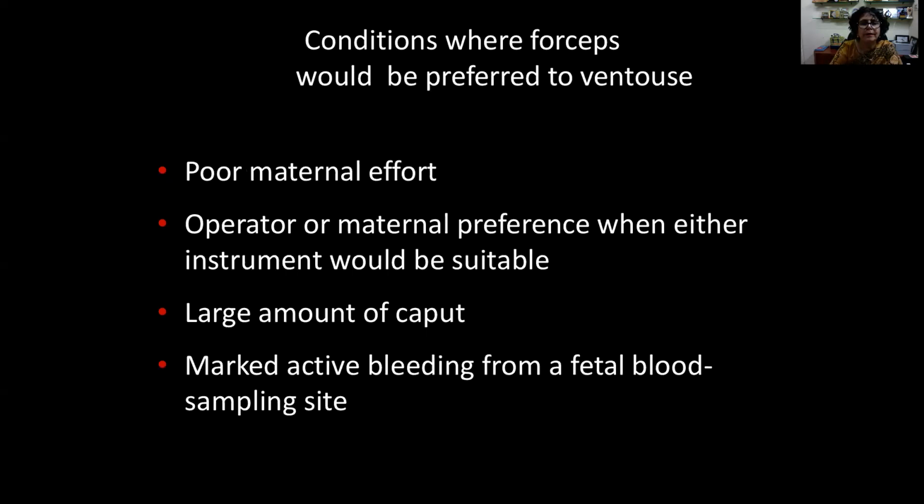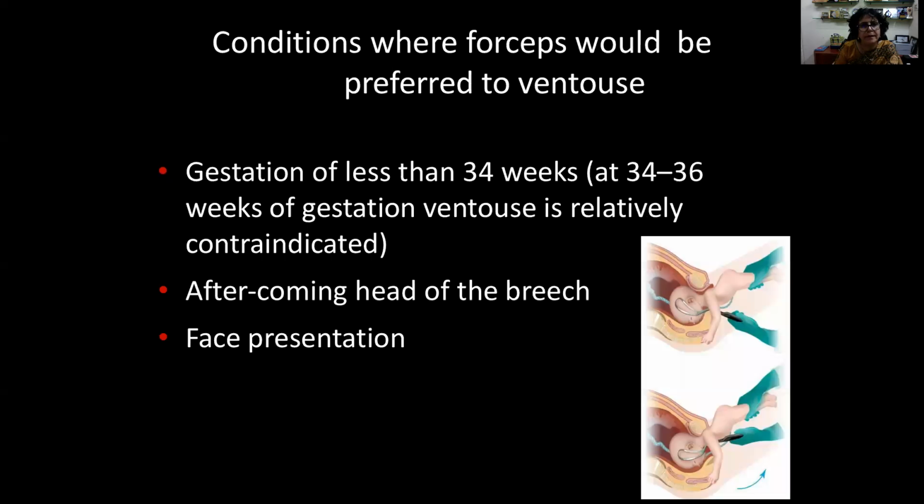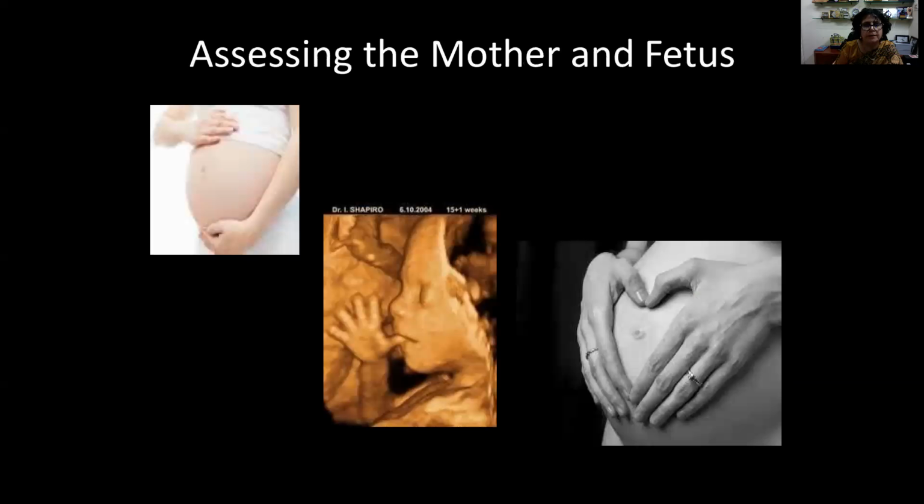Now, the conditions where forceps would be preferred to ventouse are: poor maternal effort, operator or maternal preference when either instrument would be suitable, large amount of caput, marked active bleeding from the fetal sampling site. The other conditions are gestation less than 34 weeks, where ventouse is relatively contraindicated, and the after-coming head of a breech and a face presentation.